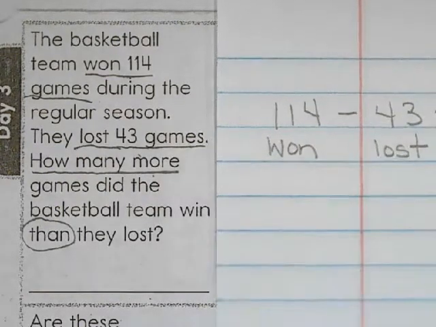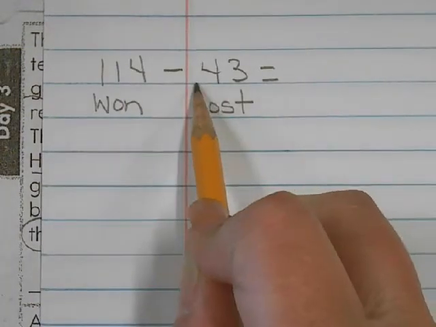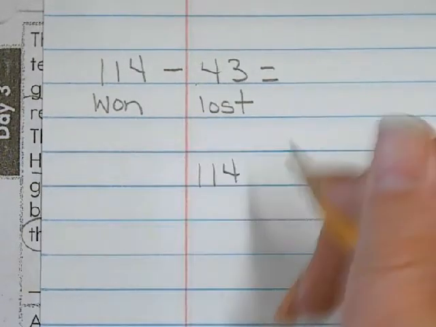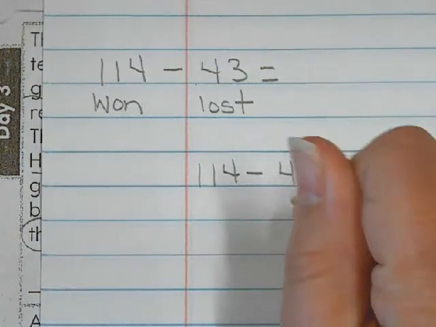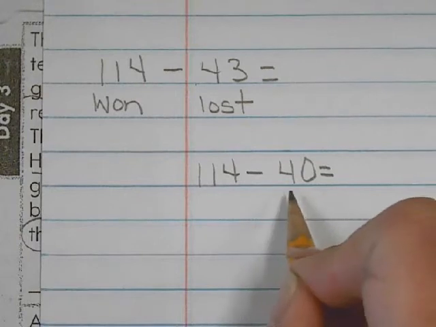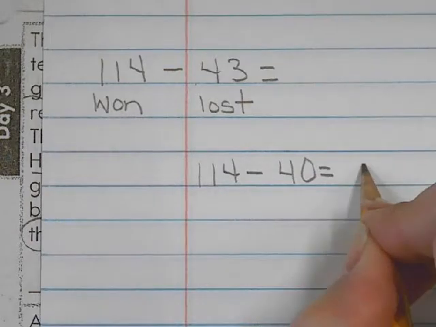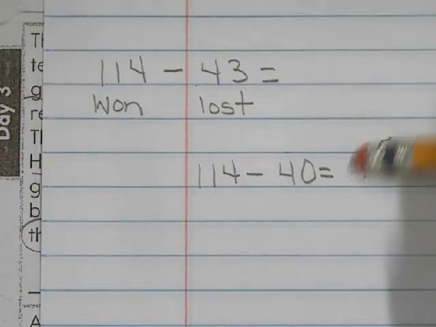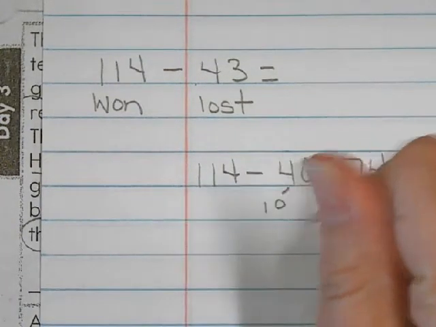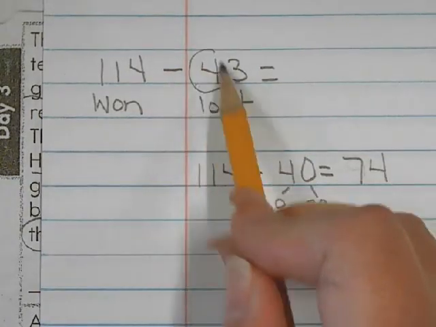Now, if you notice here, we do not have a hundreds place to subtract. So if we just take our 114 and subtract 40, we're going to subtract 10, which would be 104, and then subtract 30 more, which would be 74. So basically what I did here is I broke this down as 10 and 30 when I subtracted. So now I've subtracted my tens place.